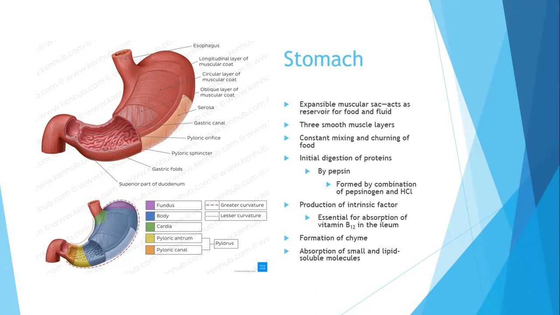So the stomach churns everything up, starts digesting the proteins, and it forms chyme. And chyme is like a mixture of food and acid. The stomach also absorbs some of the small lipid-soluble molecules. So there's all sorts of interesting information specifically about the stomach. We're not going to talk in that much detail about it.